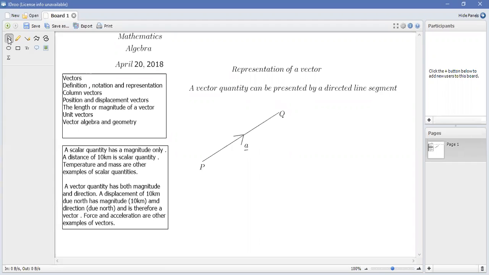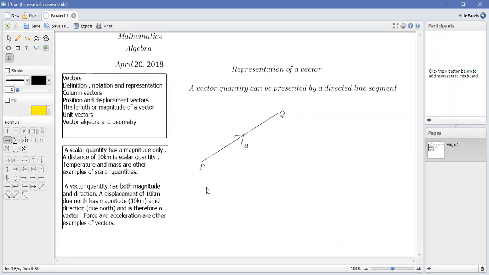All right, so this is how we represent the vector using a directed line segment, and you must label it using the capital letters or use a common letter right here with a dash underneath it. Most times it's often used with the two capital letters.